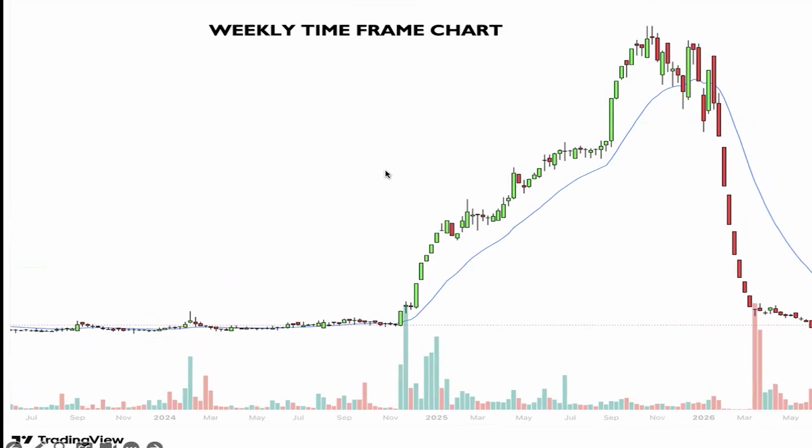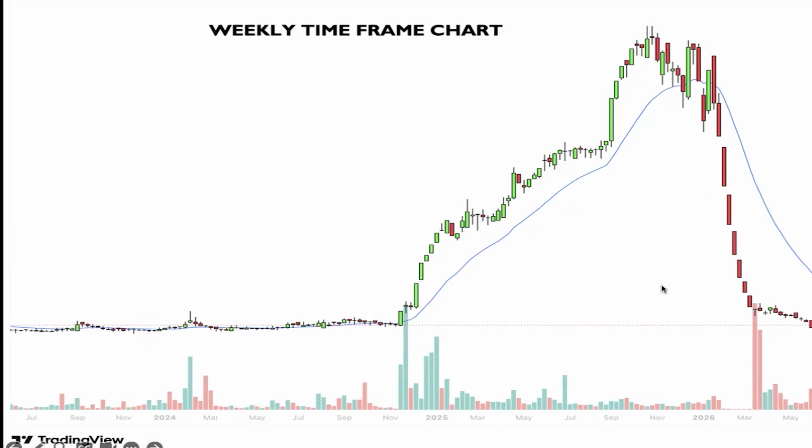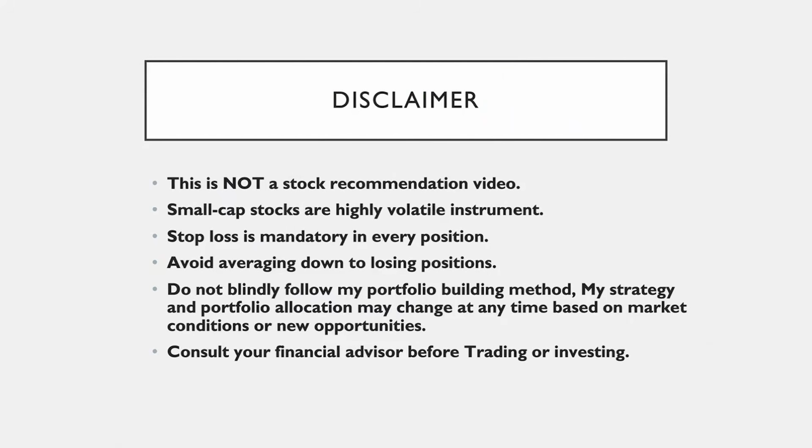And I was telling about pump and dump, right? Look at this stock. When you see this kind of chart, it is going up, then suddenly it is reversing. That is called pump and dump. Don't even look at such stocks. Avoid such stocks.